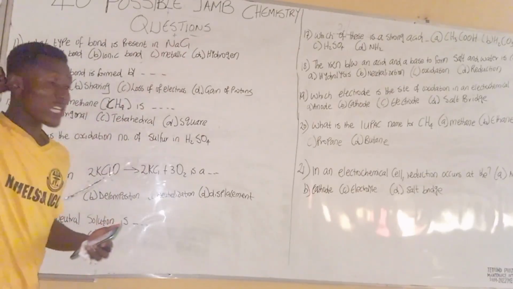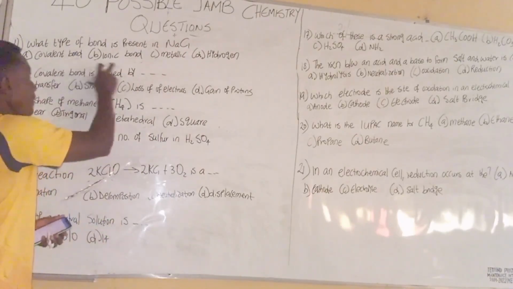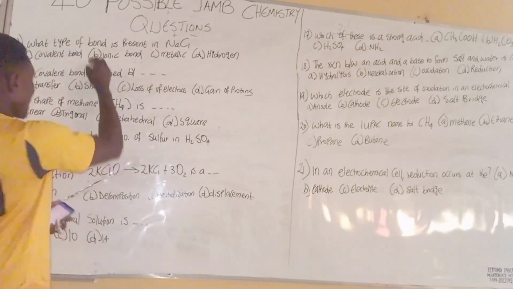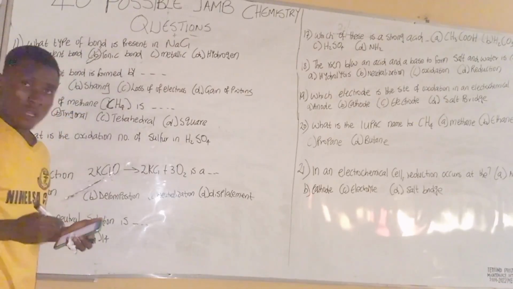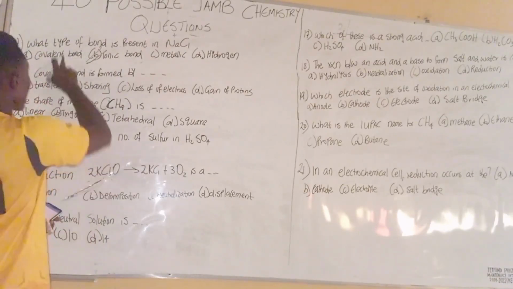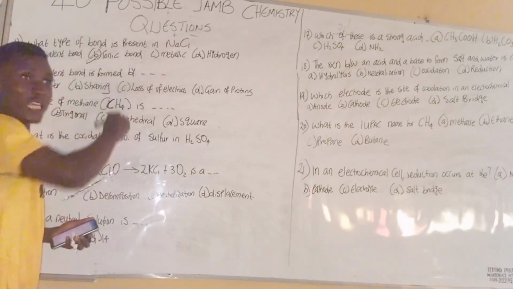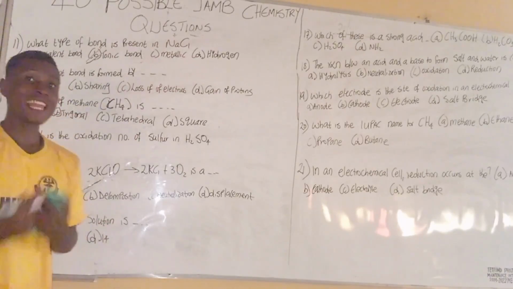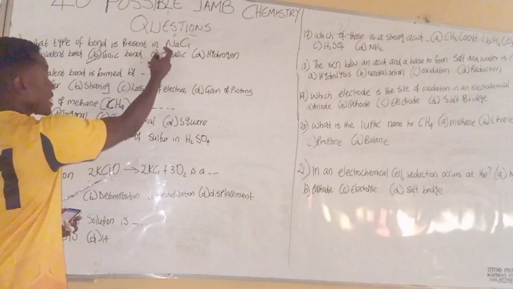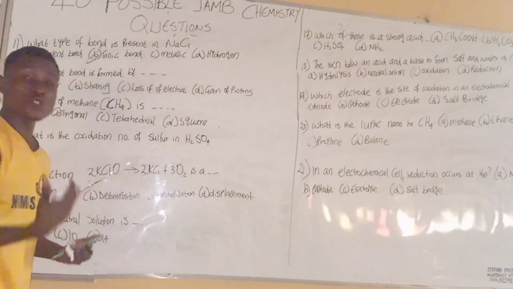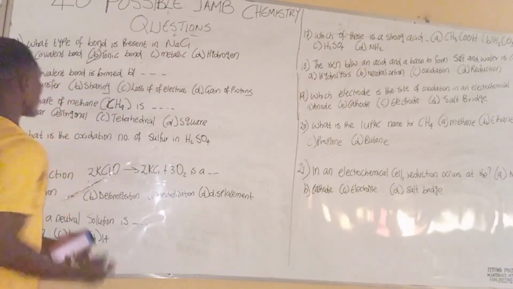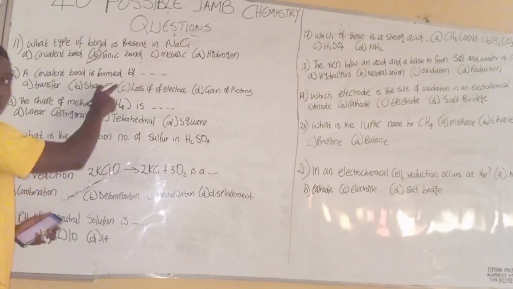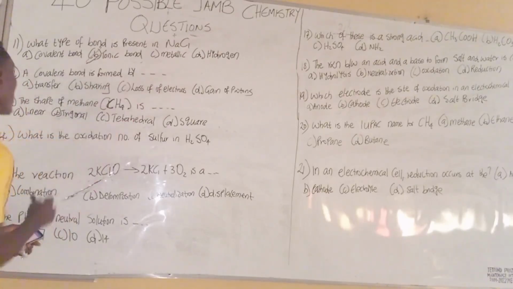A, covalent bond is wrong. B, ionic bond. C, metallic bond. D, hydrogen bond. The answer is ionic bond. Because in this type of bonding formation, it involves a complete transfer of electrons. And as you can see here, there's a transfer of electrons from the sodium to the chlorine.